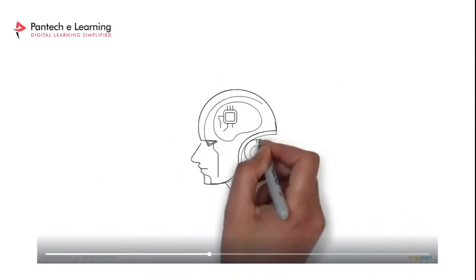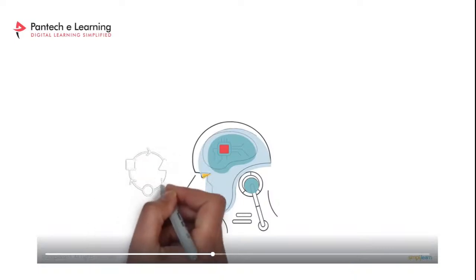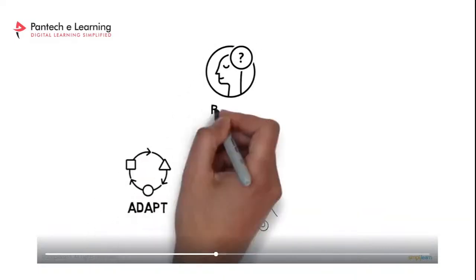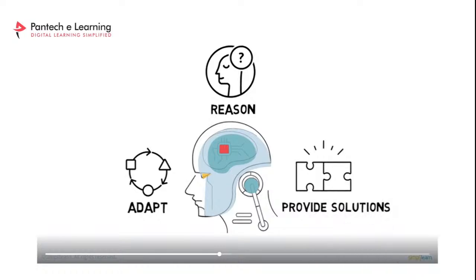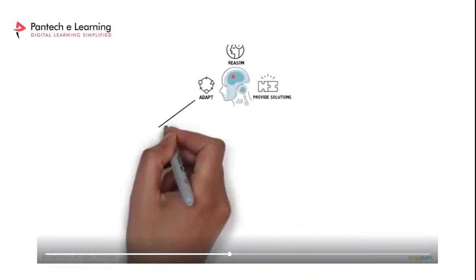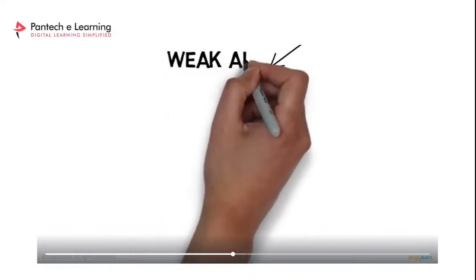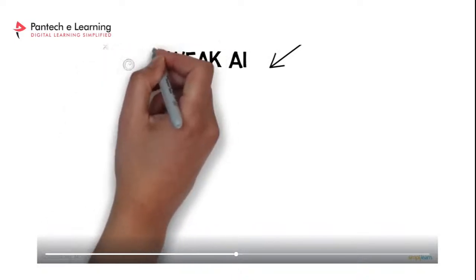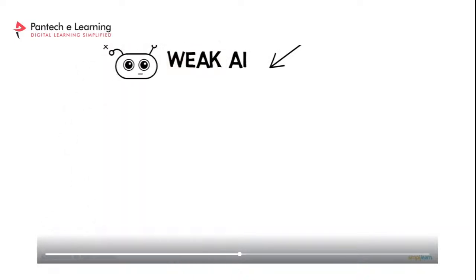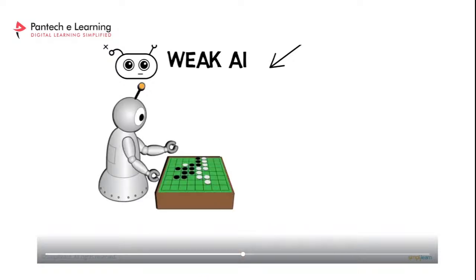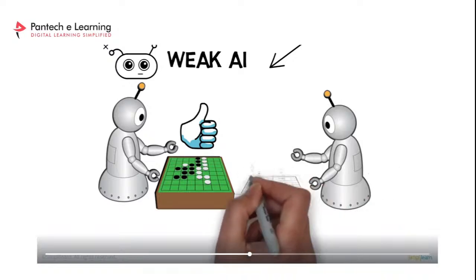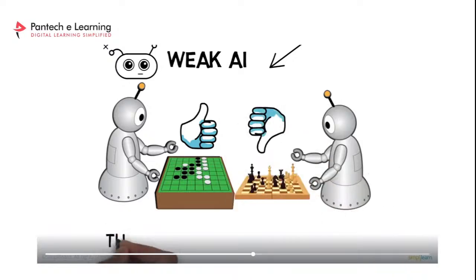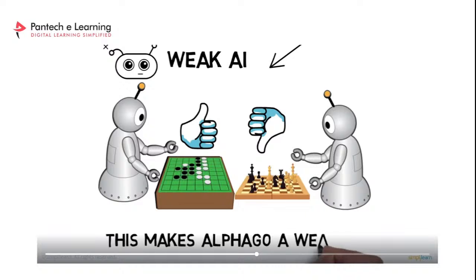In short, AI provides machines with the capability to adapt, reason, and provide solutions. Well, now that we know what AI is, let's have a look at the two broad categories an AI is classified into. Weak AI, also called narrow AI, focuses solely on one task. For example, AlphaGo is a maestro of the game Go, but you can't expect it to be even remotely good at chess. This makes AlphaGo a weak AI.